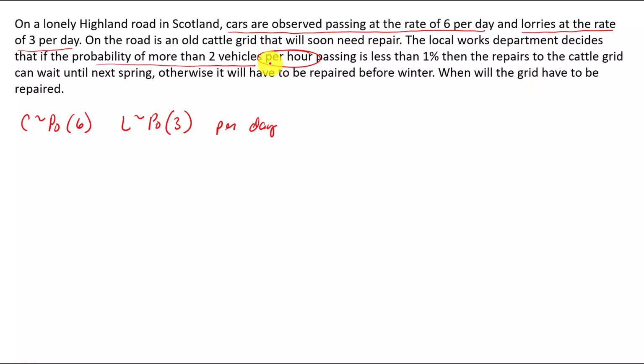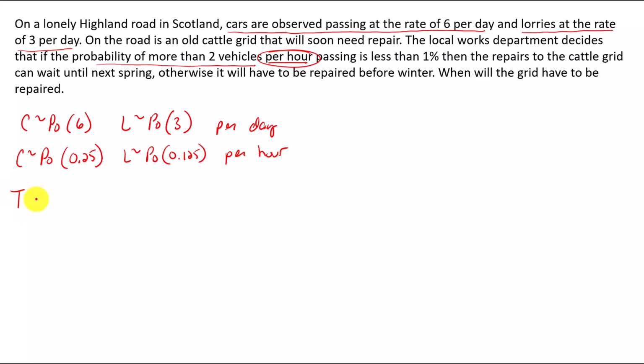So now notice we're asked about per hour here, and this is per day. So you can do this in either order, but I'm going to go ahead and change this to hours. So if this is 6 per day and there are 24 hours in a day, then I'm going to do 6 divided by 24, and I'm going to get 0.25. And then for this one, I'm going to do 3 divided by 24, and I'm going to get 0.125, and that's going to be per hour.